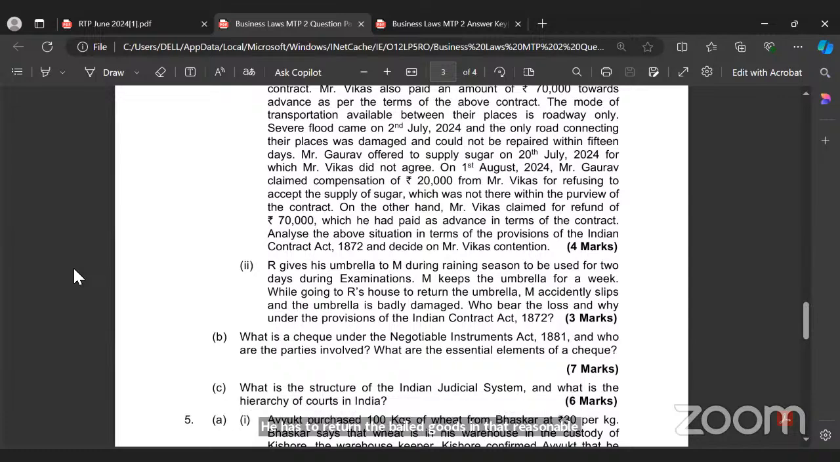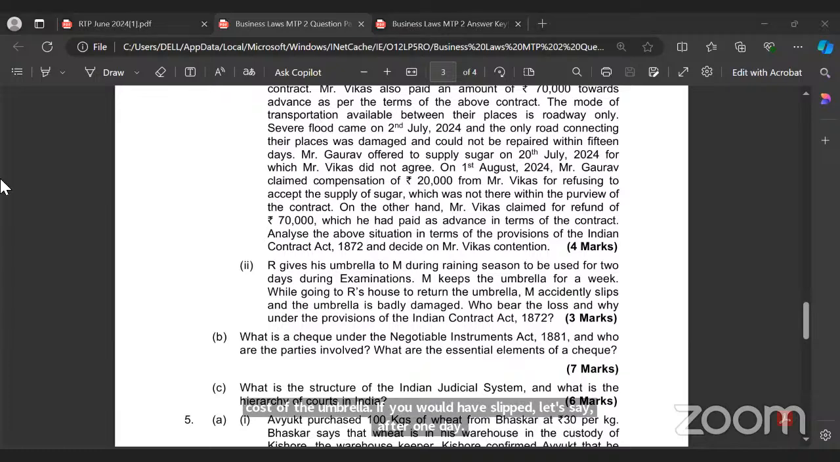Now, I had given him for 2 days. The stupid fellow kept it for 7 days. So, if you're keeping those goods for an unreasonably long period of time, even if there is no fault of yours, you slipped and the umbrella is broken, you have to bear the cost of the umbrella. If you would have slipped, let's say after 1 day, while going back to return the umbrella, and it falls with no fault of the bailee, then the bailer will have to bear the loss. But since he's kept it for an unreasonably long period of time, now the bailee will bear the loss. Understood or no? Yes. Remember bailment, pani puri, we did all this, no?